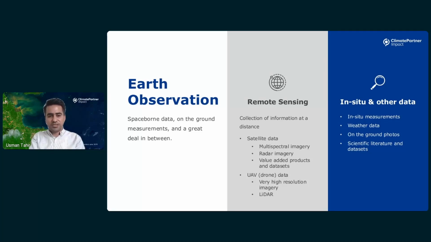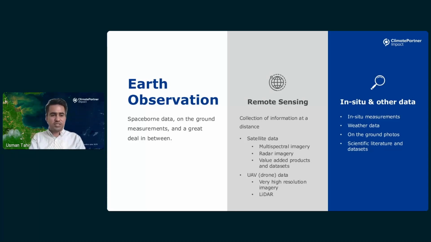It can also be integrated with LiDAR sensor. LiDAR is actually light detection and ranging, which is specifically used to measure the tree height and estimate the biomass, etc. And then comes the in situ data.